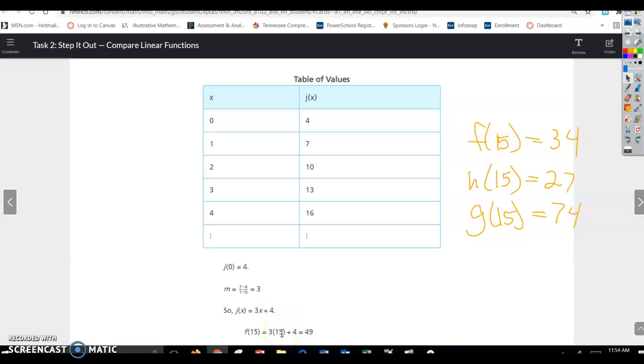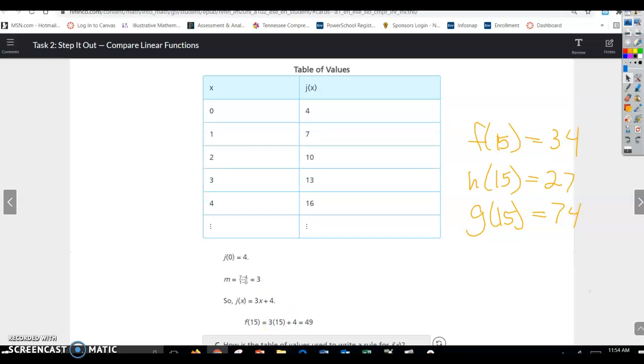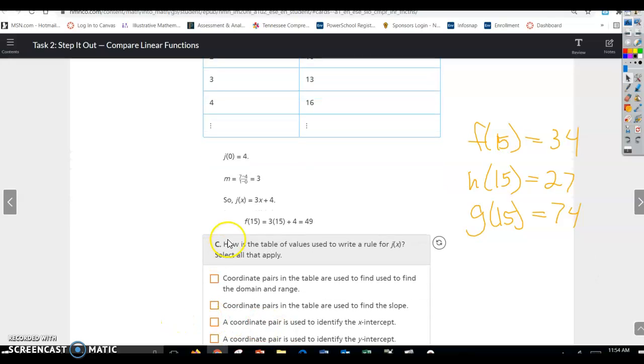We want to know what happens when it is 15. All right, so I think this is a typo. This is saying f of x, but this should be our function j of x because they've got 3x plus 4 here. So this is going to be our j of x. That's just a typo. So j of 15 equals 49.